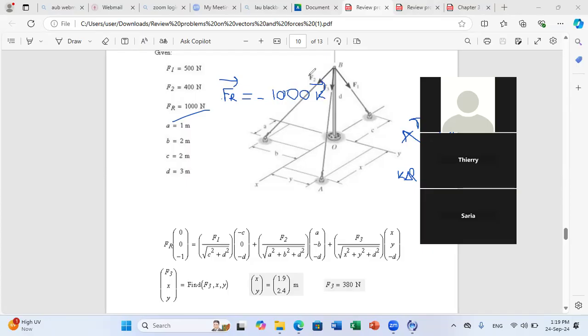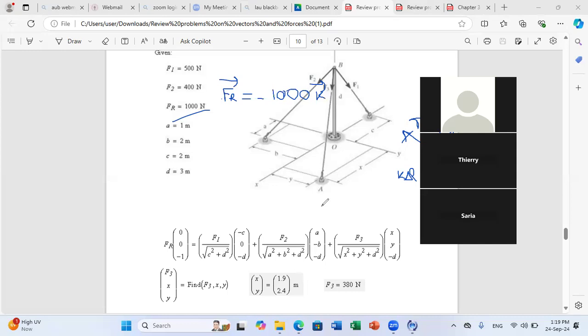For F1, F2, it's very simple. You have the magnitude, you have all coordinates. Your only problem is with F3. You don't know anything about F3. You have the magnitude unknown, and you have also the direction unknown because for point A, they didn't give you X and Y.